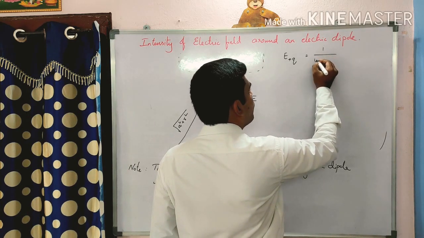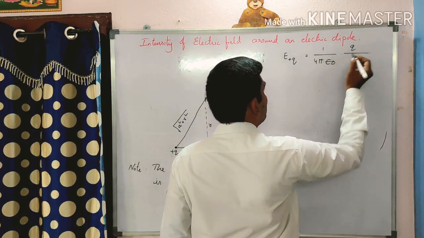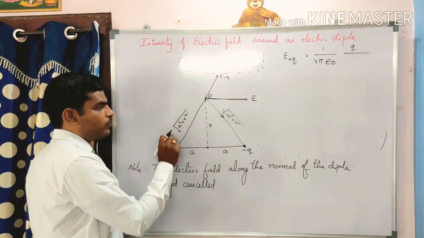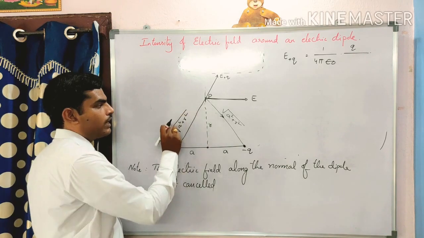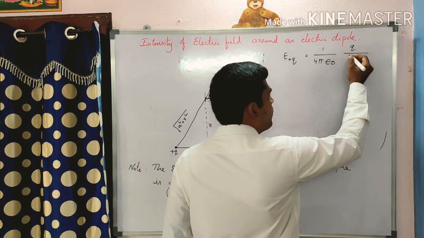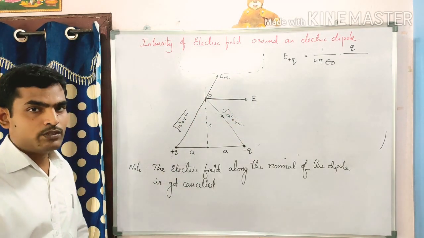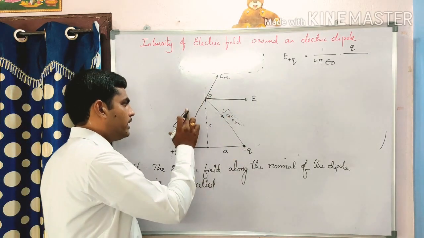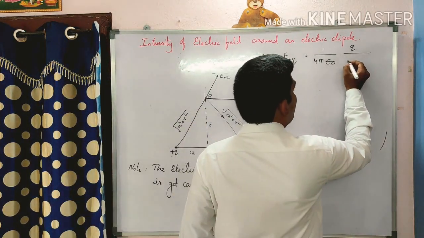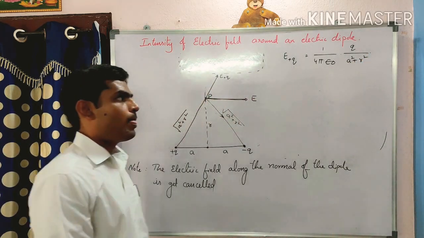1 by 4 pi epsilon naught Q by distance. What is distance? Under the root A square plus R square, whole square. So 1 by 4 pi epsilon naught Q by A square plus R square.